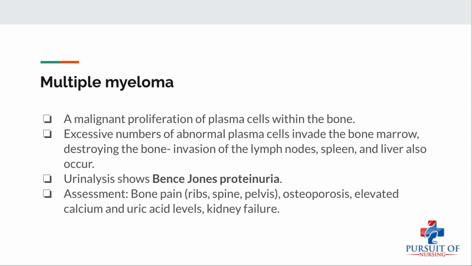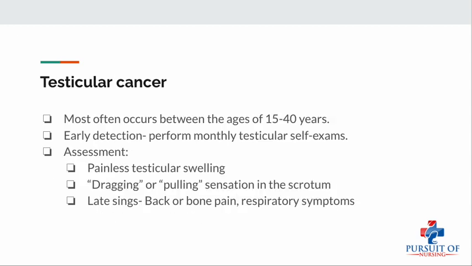And then you want to provide a hazard-free environment as well. In order to counteract some of the elevated uric acid and calcium levels, you want to encourage lots of fluid intake a day, up to 2 liters per day. All right, testicular cancer most often occurs between the ages of 15 to 40 years.